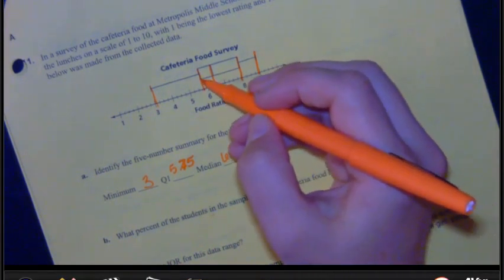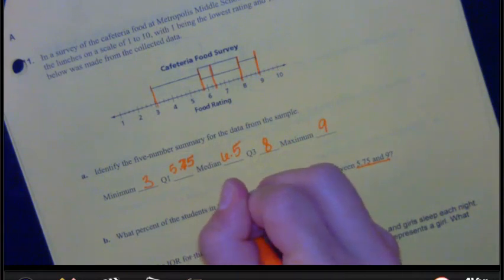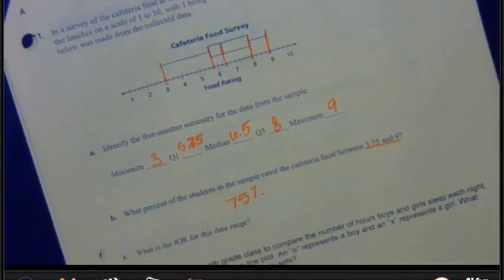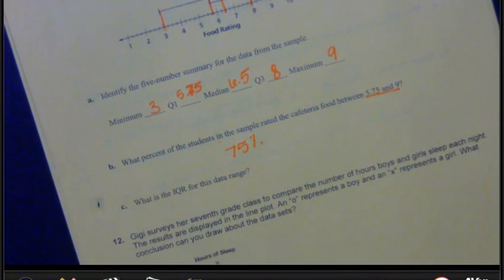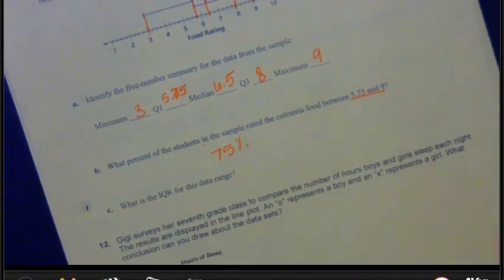So what percent of the students in the sample rated the cafeteria between 5.75 and 9? So it looks like from Q1 all the way up to 9, and that's 3 sections. And that's 75%. What is the IQR of the data range?